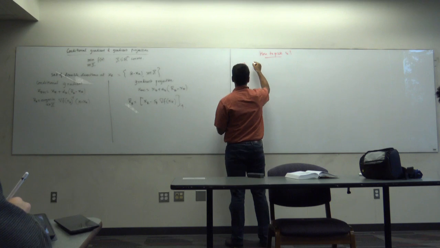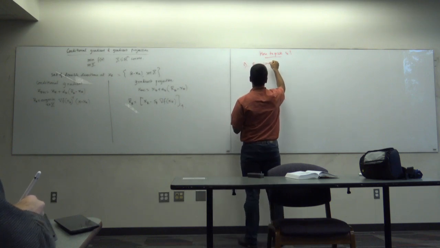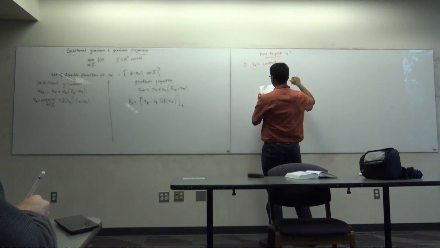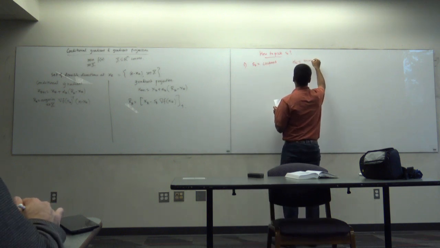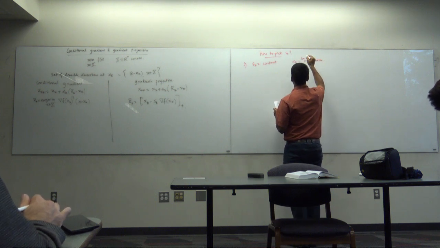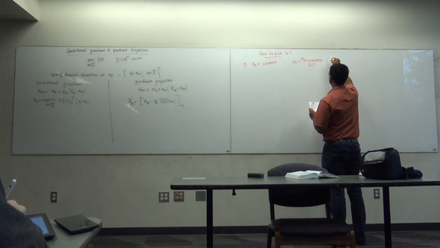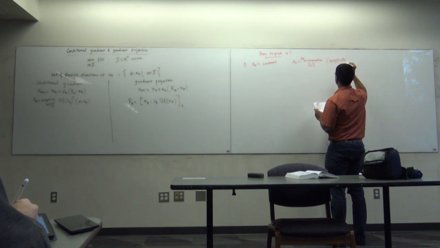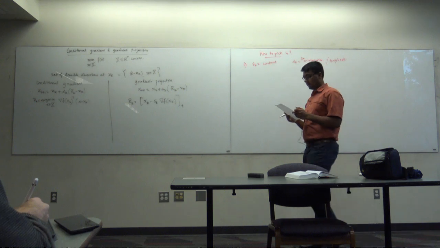But I'm going to write a few options. sk is constant. Alpha k comes from minimization, actually limited minimization, because you have to be in [0, 1]. Or you can pick Armijo's rule. Again, you have to pick alpha k between 0 and 1.